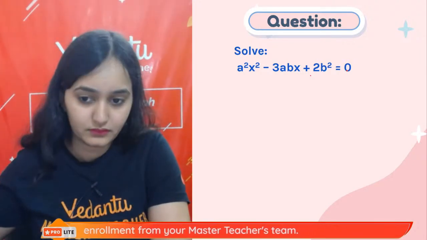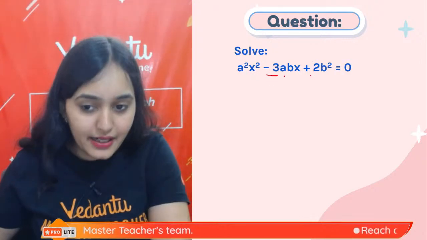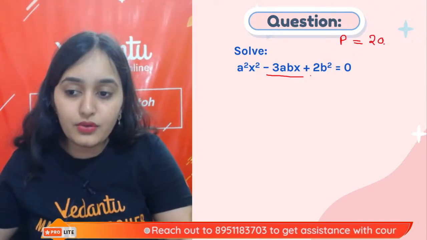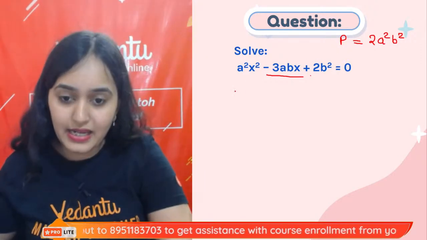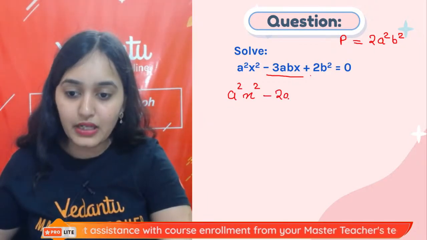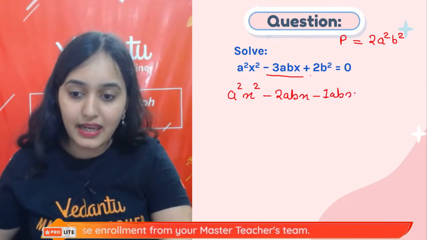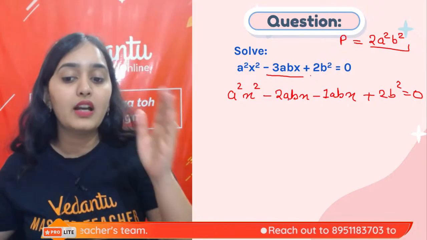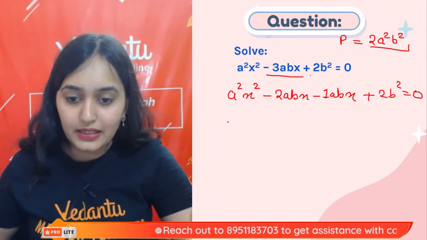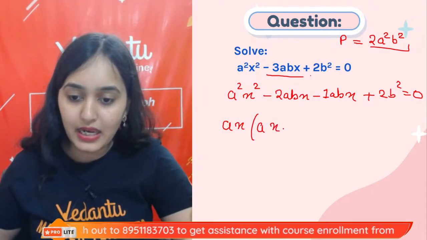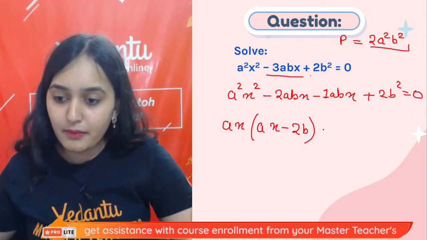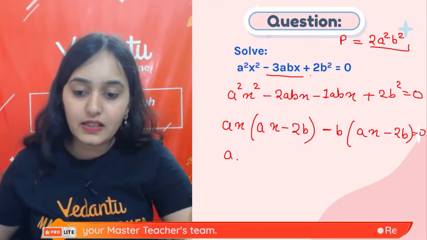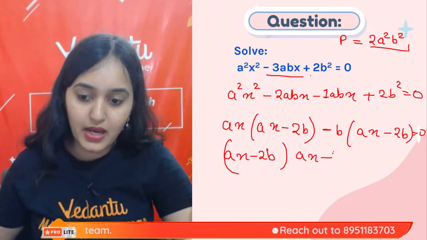It's not that tough. See, it is basically telling our middle term should be split in such a way that the product is equal to 2a square b square. This should be the product, right? So let us try to split it as minus 2abx minus abx plus 2b square is equal to 0. Now will it give us 2a square b square? Yes. 2 ones are 2, ab into ab, a square b square, right? So now let us take ax as common. So what is remaining? ax minus 2b, and here minus b as common. So ax minus 2b and ax minus b is equal to 0.